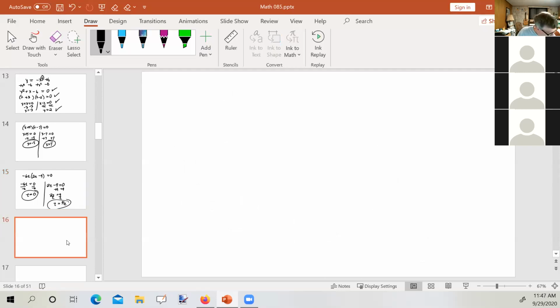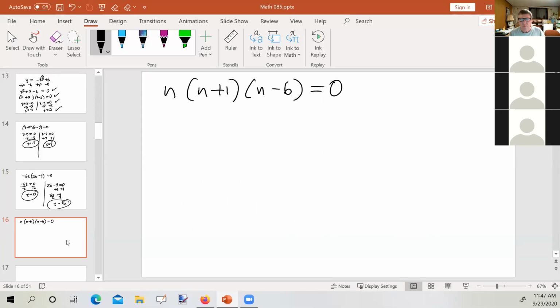All right. Here we have, let's see, n times n plus 1 times n minus 6 equals 0. We have three what are called linear factors. They contain a variable of first degree. If we multiply this all together, it would be a third degree equation, which is why we're going to get three solutions. It's already factored, set equal to 0.